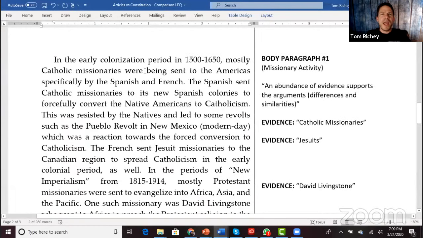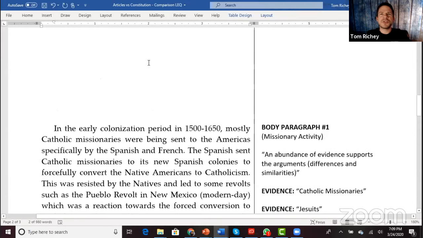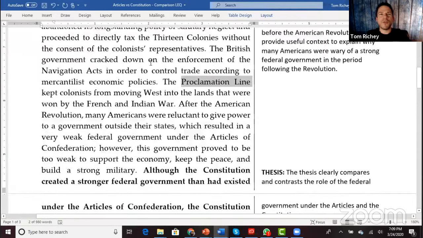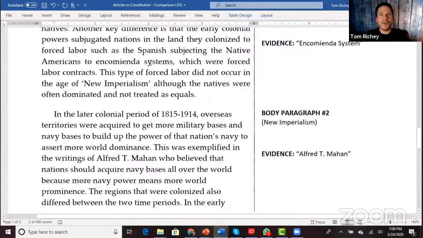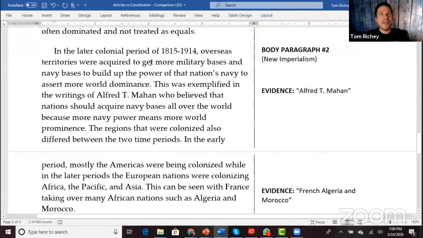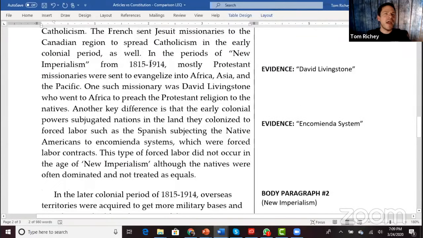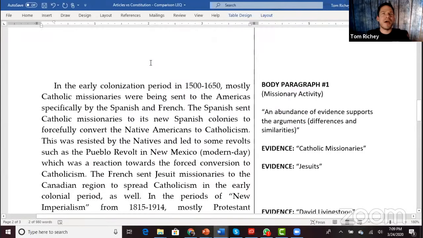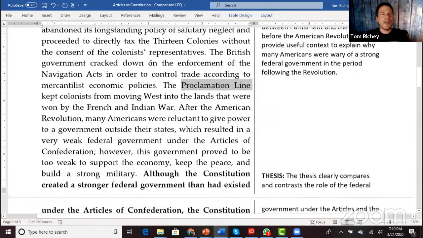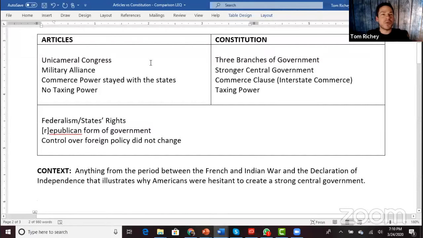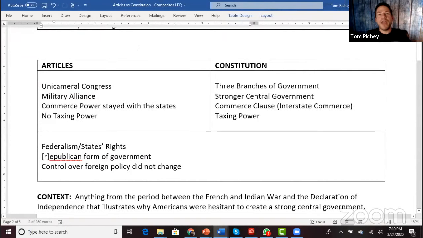Now, in the early colonization period, oh, oops, actually, that's why there's a little gap there. I didn't, okay, this is actually something of a hybrid thing here. I had something there that I was messing with, but that's fine because I can actually write a body paragraph in front of y'all.